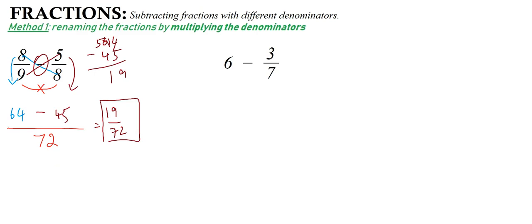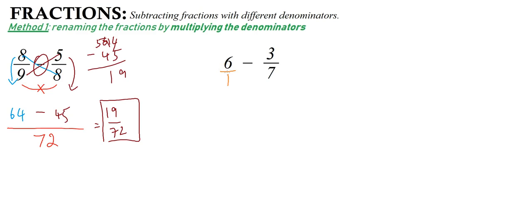Let's have a look at the one next to it, slightly different, because it says 6 minus 3/7. So this is a whole number subtracting a fractional number. So the best way to approach this is to treat the 6 as if it were a fraction, and any whole number as a fraction can be written as the number itself over 1. In other words, 6 divided by 1. What is 6 divided by 1?